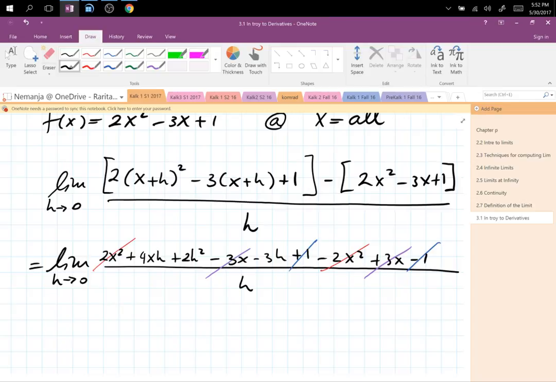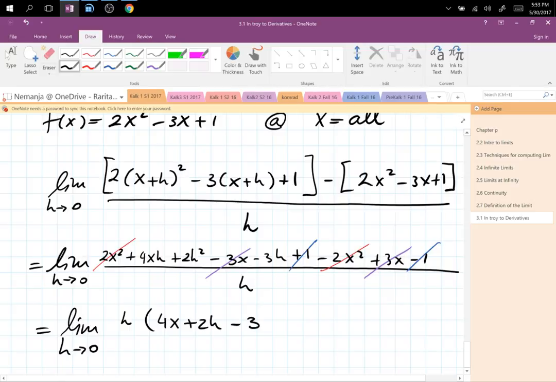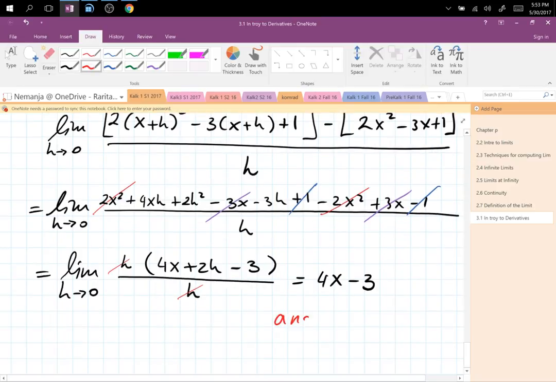You are left only with terms that contain h, which means that you can kick the h out. You kick one h, you are left with 4x plus 2h minus 3, divided by h, and now that problematic h in denominator drops as well. When h is equal to 0, the middle term dies, and you are left with 4x minus 3. Your answer depends on x now. Now this is huge. Answer is a function.